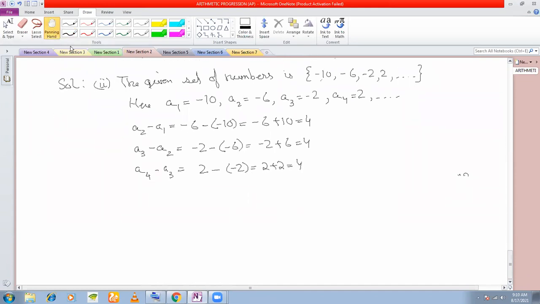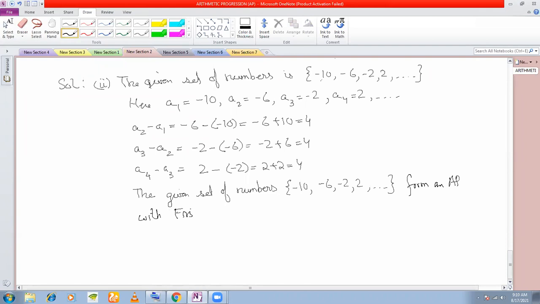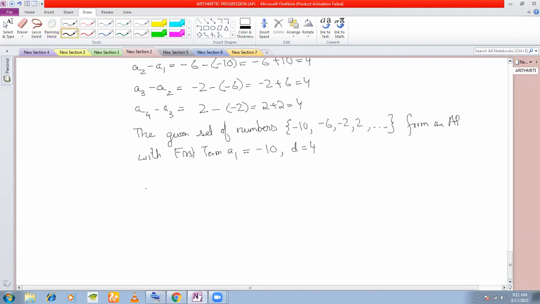That means the given set of numbers -10, -6, -2, 2, and so on form an AP, with first term equal to A1 is equal to -10, and the common difference here is 4. The first 4 terms are given. Now we need to find out the next 3 terms.